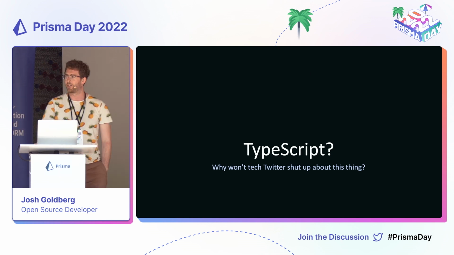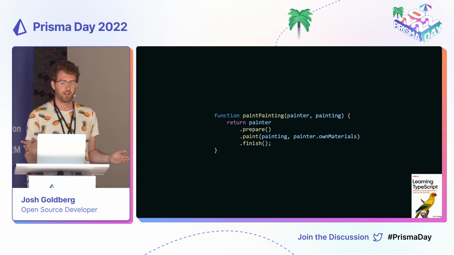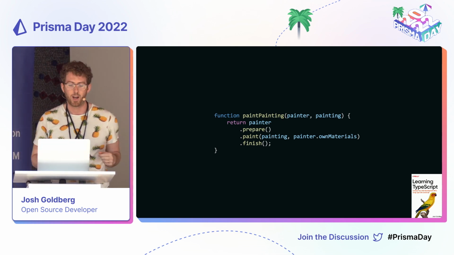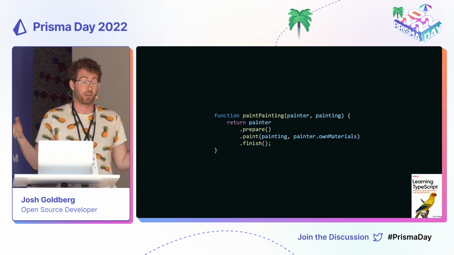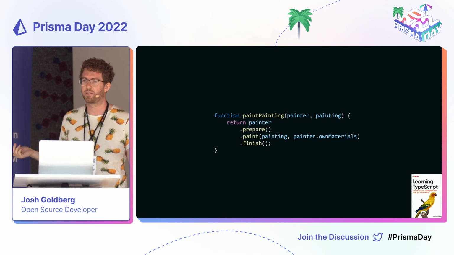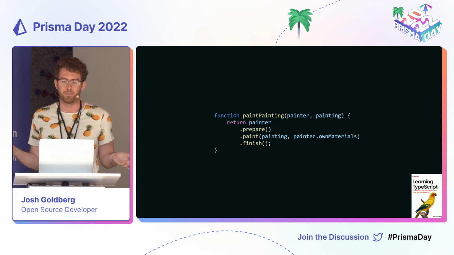All right, TypeScript. Why doesn't tech Twitter shut up about it? Why is this so popular? Let's take a look at this code. That's an excerpt from my book, Learning TypeScript, called Paint Painting. Looking at this snippet of code without any context, we have vague ideas. We can really only guess at what it's supposed to do.